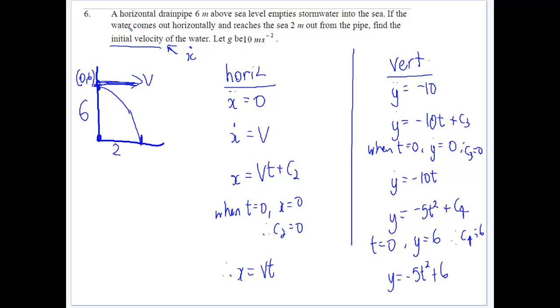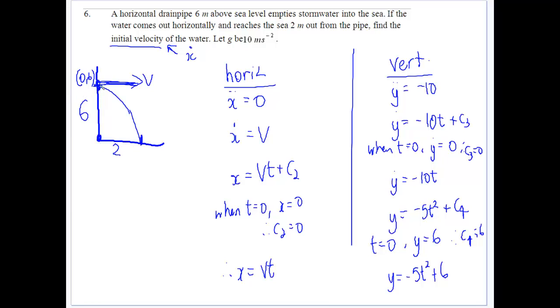The last question we've got. This time we've got a horizontal drain pipe which is 6 meters above the sea level, emptying stormwater into the sea. If the water comes out horizontally and reaches the sea 2 meters out from the pipe, find the initial velocity of the water. Now, what we're looking to do here with this one is this is our situation.